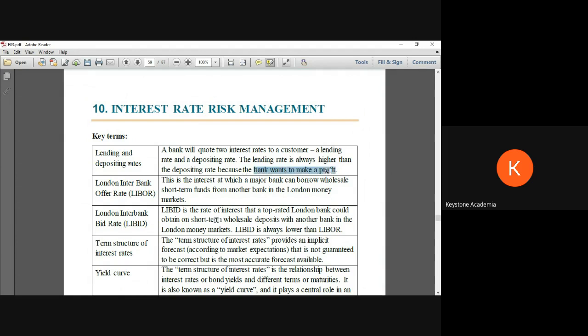Then we have LIBOR. This is the rate at which a major bank can borrow wholesale short-term funds from another bank in the London money markets. So LIBOR is very important, especially when we are dealing with fluctuating rates. We'll see. So if LIBOR changes, that rate can also change. Then we have limit. Again, this is mostly for interbank, not related to us.